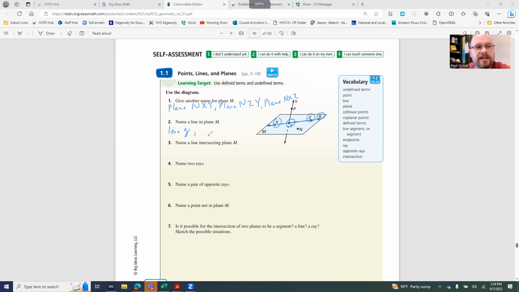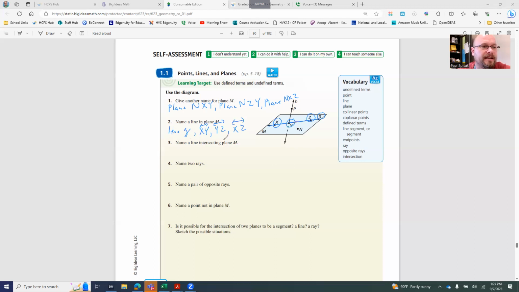Now, the other options, we have 3 points on the line. It takes 2 points to name a line. So we could call this line XY, and do my correct notation there. Line YZ, again, doing my correct notation. And line XZ, again, using my correct notation.